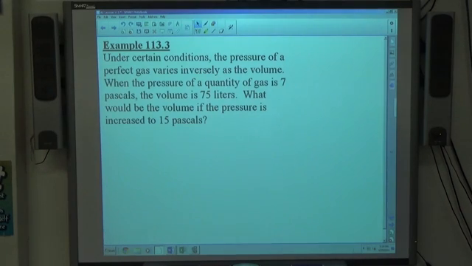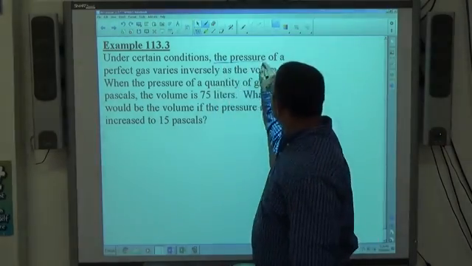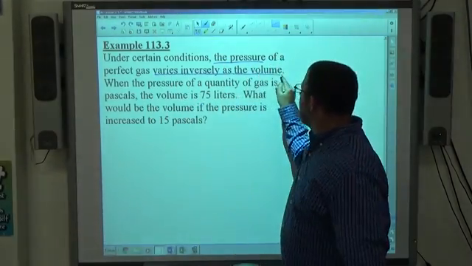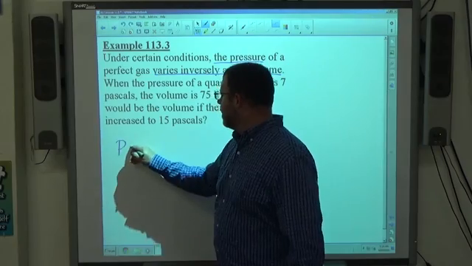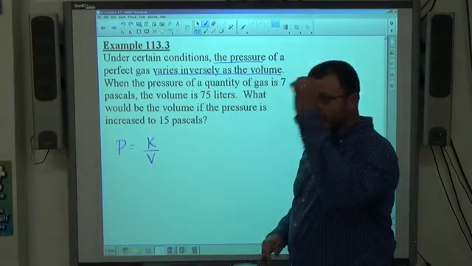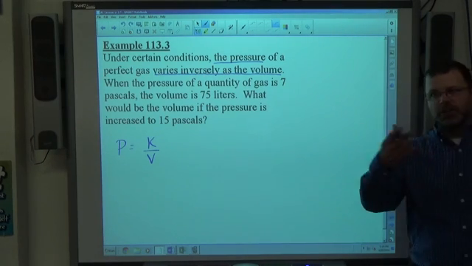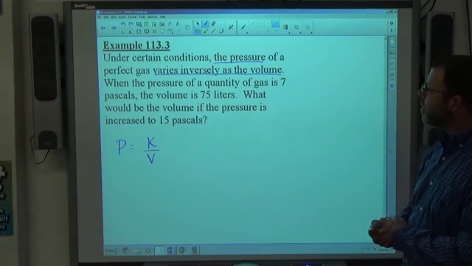Okay, example 3. Under certain conditions, the pressure of a perfect gas varies inversely as the volume. So, the pressure varies inversely as the volume. So, P equals K over V. Inversely this time, so notice it's K divided by V instead of K times V. K is always on top, it's just either times or divided by the second thing.